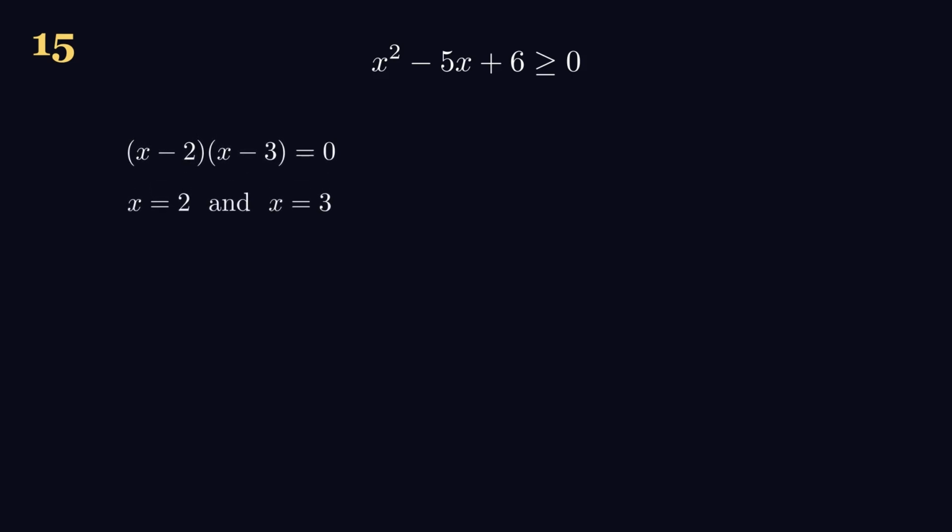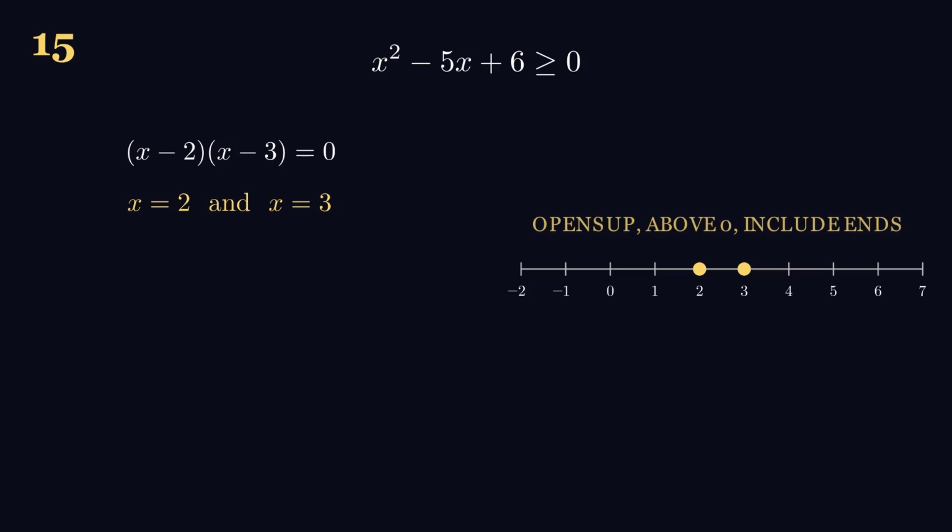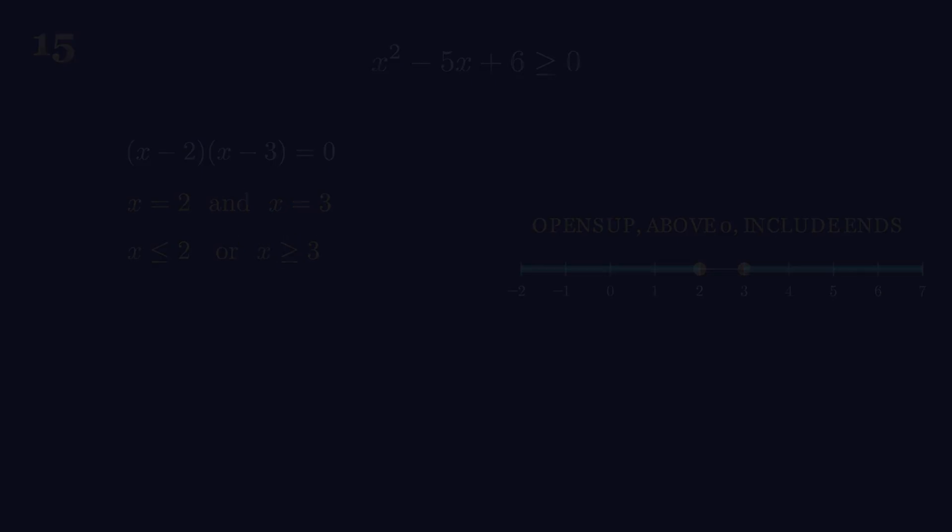Number 15. Solve x squared minus 5x plus 6 greater than or equal to 0. Roots. Factor. x minus 2 times x minus 3, 2 and 3. Opens up. Greater than or equal to 0 means above, outside the roots, and we include the ends. So x less than or equal to 2 or x greater than or equal to 3.